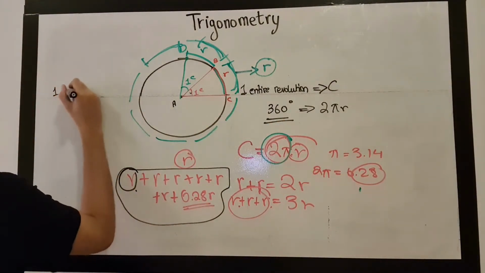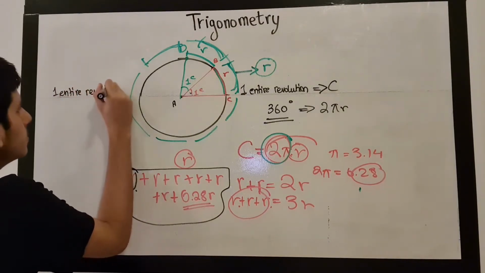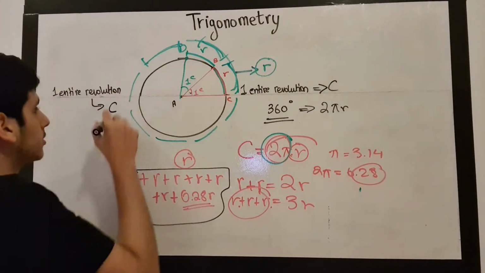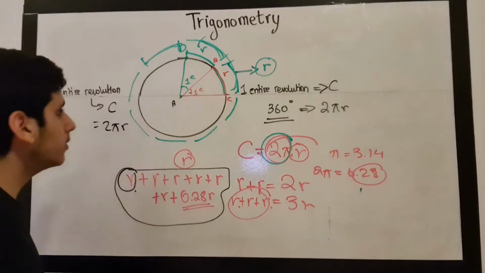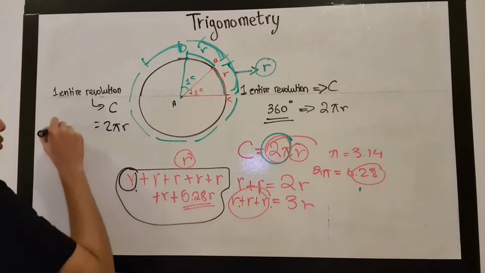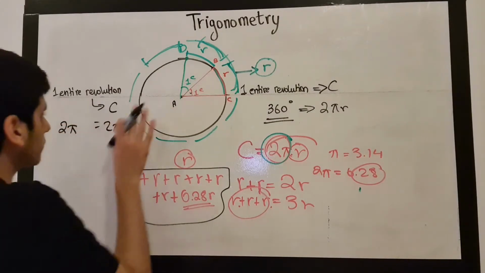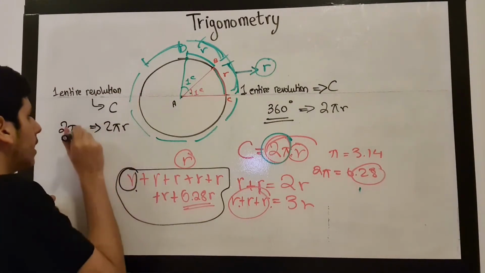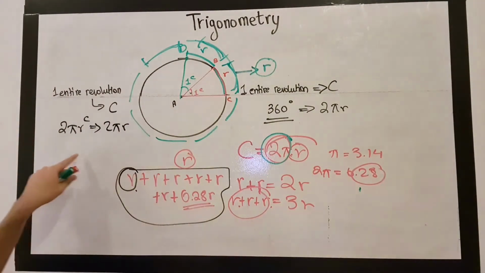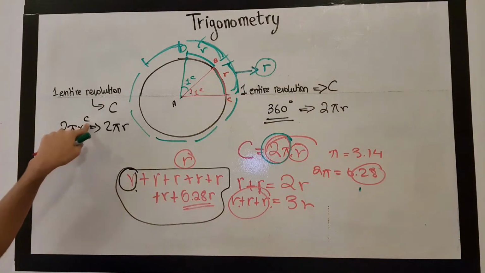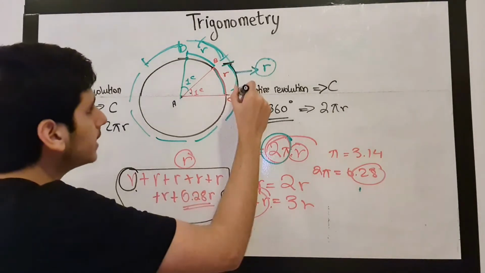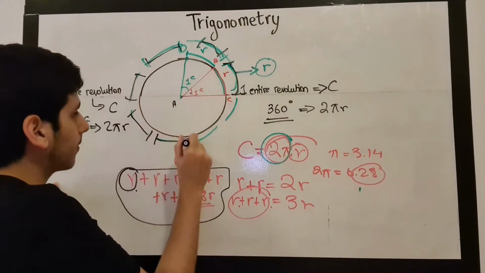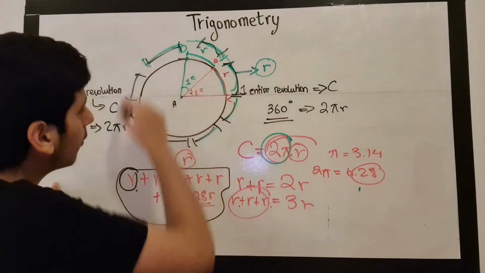So 1 entire revolution around the center A corresponds to the circumference C, which is 2 pi r, okay? So I know that 2 pi r, with the superscript C over here, okay? Because I know that I would need 2 pi of these arcs, each of length radius, to complete 1 entire revolution.